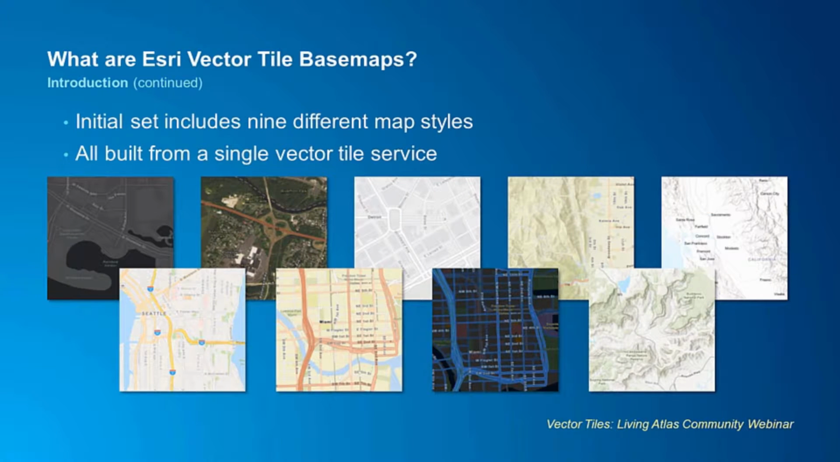So our initial release includes 9 different vector basemap styles. And as I said before, they're all built from a single vector tile service, although the contents of the styles do differ. Something like topo or street will have a lot more content in it than the canvas map. That mimics our raster maps.